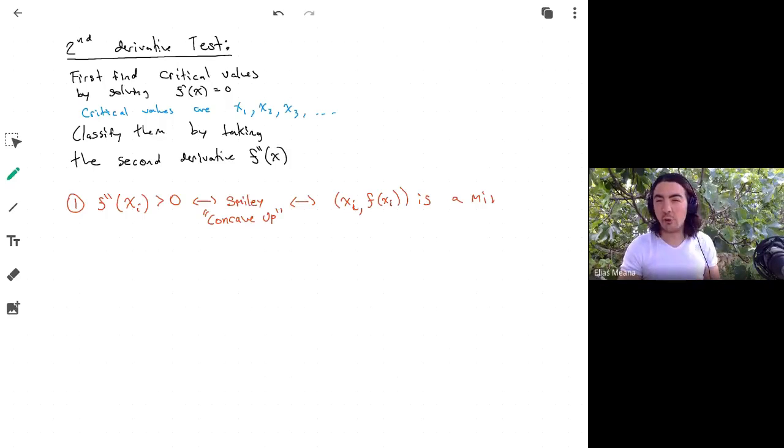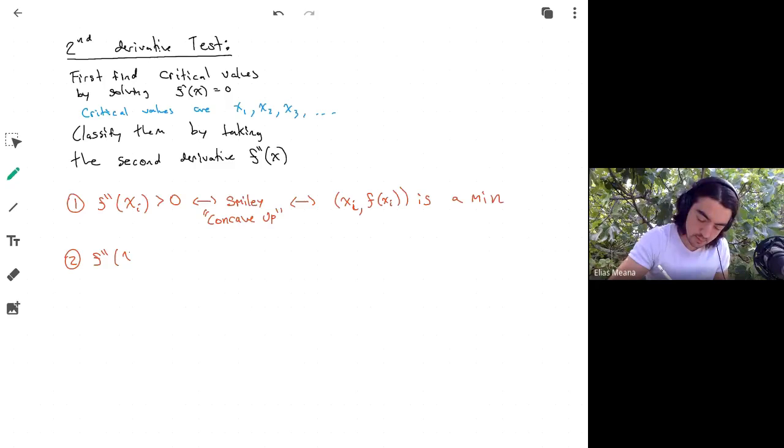Okay, it's counterintuitive because usually you associate positive with big and negative with small, but here positive means a minimum, right? And negative is going to mean a maximum, right? Was somebody about to ask something? Sounded like somebody was about to ask something.